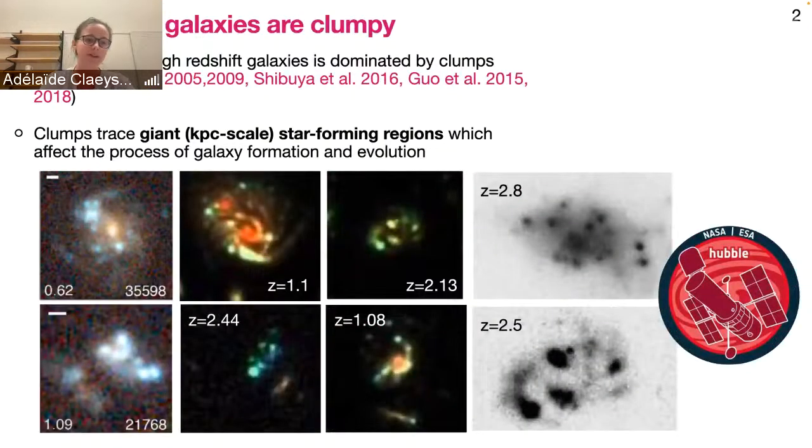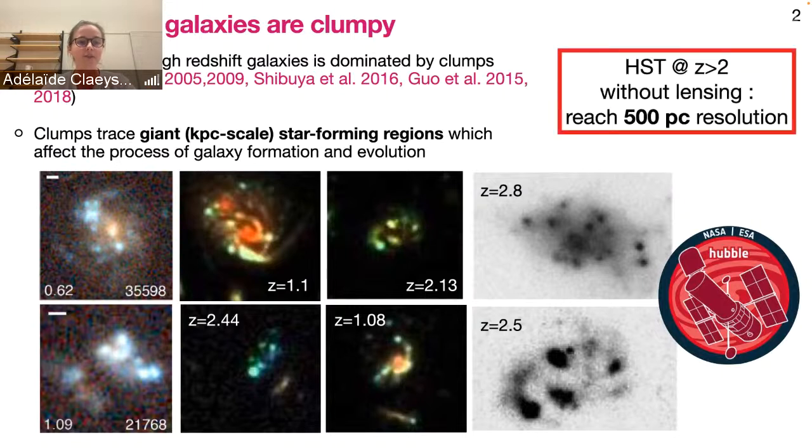So as you may know, and it has been introduced before, HST observations of distant galaxies have shown that the morphology of high redshift galaxies is dominated by clumps. And these clumps that you can see on these images can be defined as compact star-forming regions, which affect the process of galaxy formation and evolution. In these observations, the clumps are mostly giant structures at kiloparsec scales. That is because with HST observations, without any lensing effect, we cannot resolve structures smaller than 500 parsecs at high redshift. Therefore, it was really difficult to say if these giant clumps were real or if they were smaller clumps not resolved.